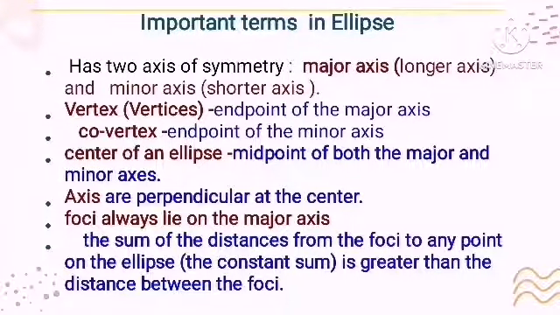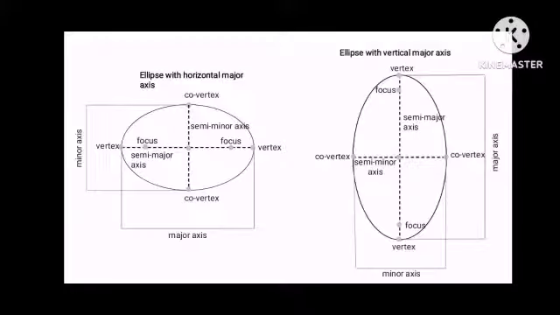The axes of an ellipse are perpendicular at the center, and its foci always lie on the major axis. And the sum of the distances from the foci to any point on the ellipse, or the constant sum, is greater than the distance between the foci. So the graph you see on your screen is the graph of an ellipse, or elliptical shape.